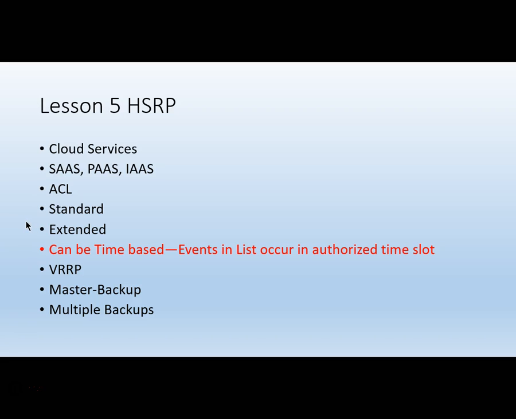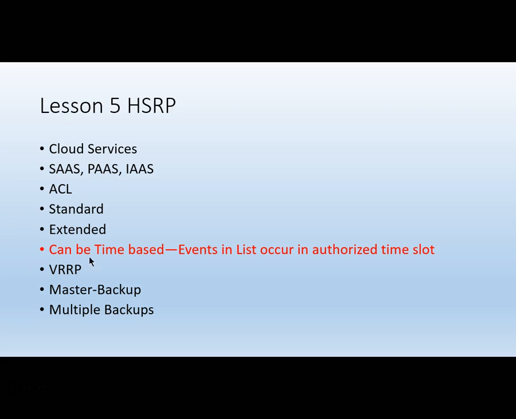Cloud services. We talked about software as a service, platform as a service, and infrastructure as a service. Access control lists. We had the standard and extended. Standard was based strictly on the source IP address. With the extended, we could use source and destination address as well as the TCP or UDP ports to control access to a resource, a web server, for instance.